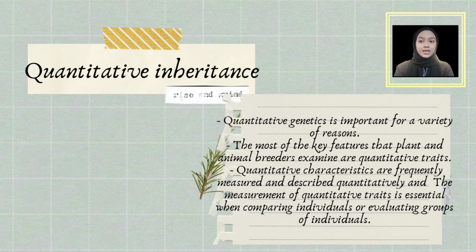Quantitative genetics is important for a variety of reasons. The key features that plant and animal breeders examine are quantitative traits. Quantitative characteristics are frequently measured and described quantitatively, and the measurement of quantitative traits is essential when comparing individuals or evaluating groups of individuals.